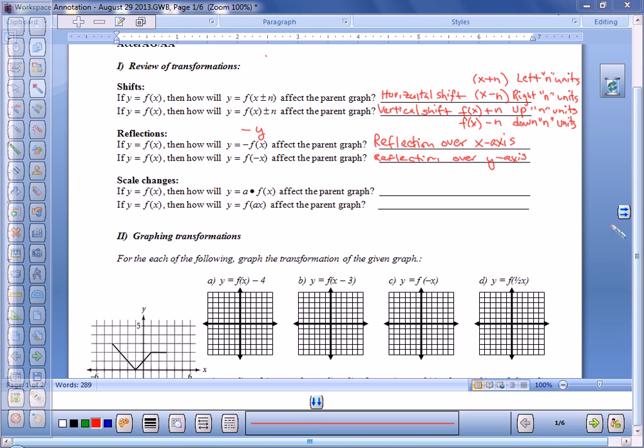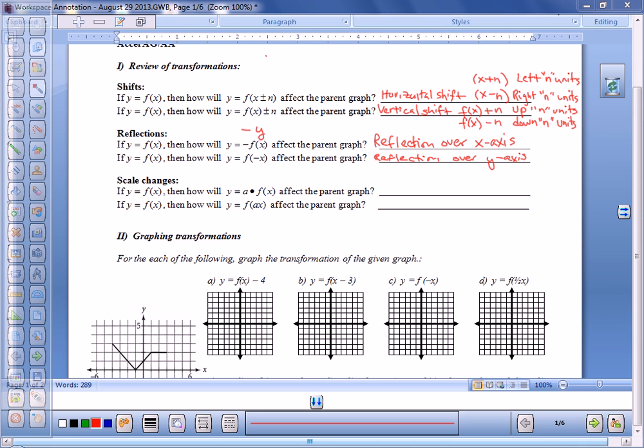Okay, scale changes. We have two types of scale changes. One is where we affect the function vertically. We can vertically stretch it, or we can vertically compress it. And your teachers may have used the word shrink. Then we could affect it horizontally. We could horizontally stretch the function or horizontally compress the function.